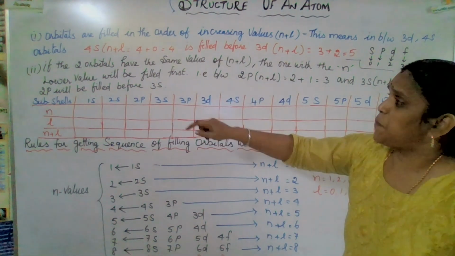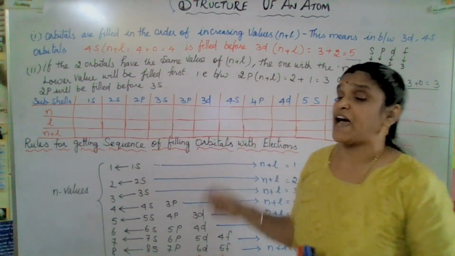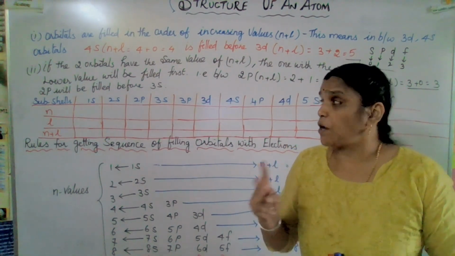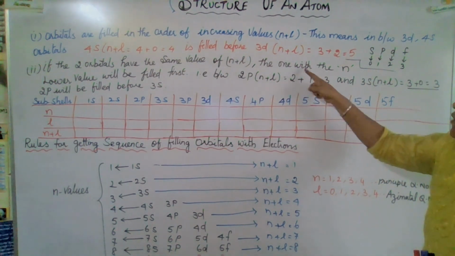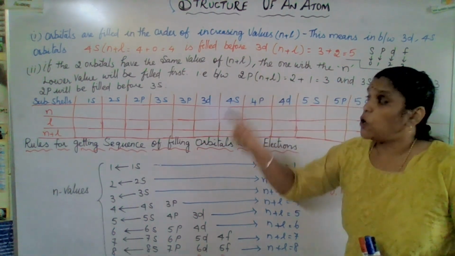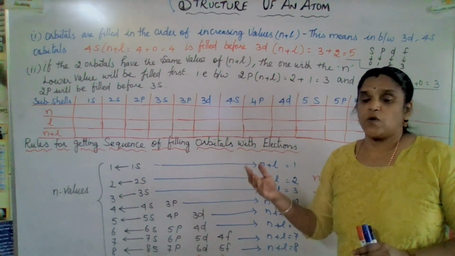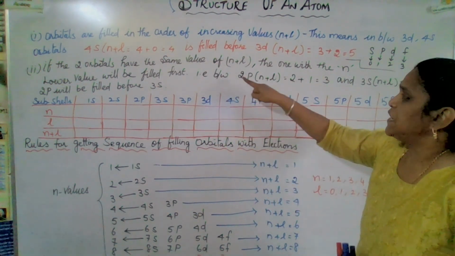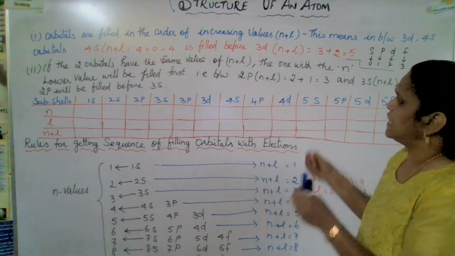Now the next point: if two orbitals have the same value of n plus l, the one with the lower n value will be filled first, and then it goes to the higher value. That is the case between 2p and 3s. Let us check it.